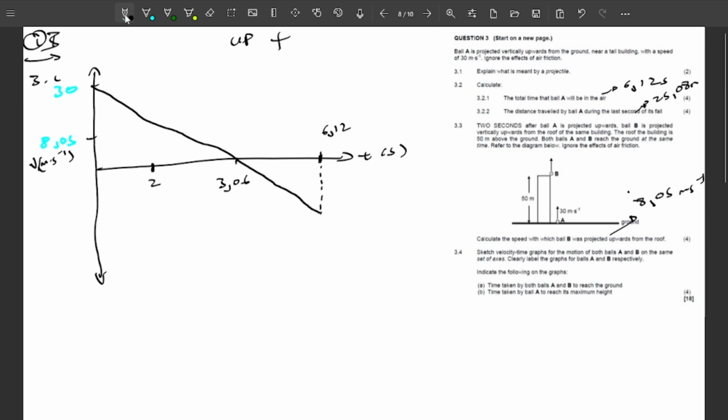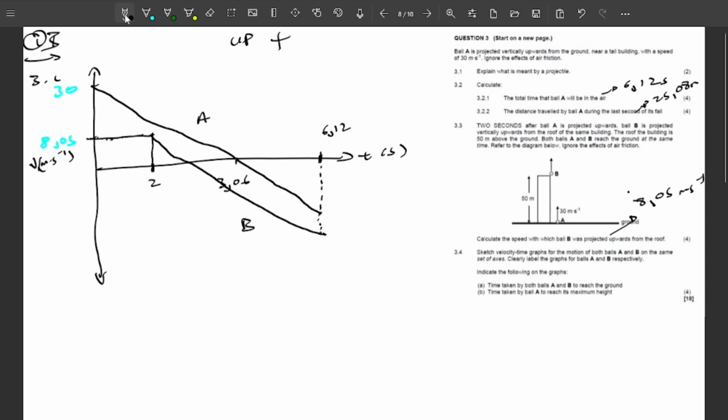Now let's look at ball B. It started 2 seconds later, so 2 seconds later, that's when ball B was projected, right? So good, and bingo. Mine are not straight, but it should look similar to this. And this is ball B, this is ball A.